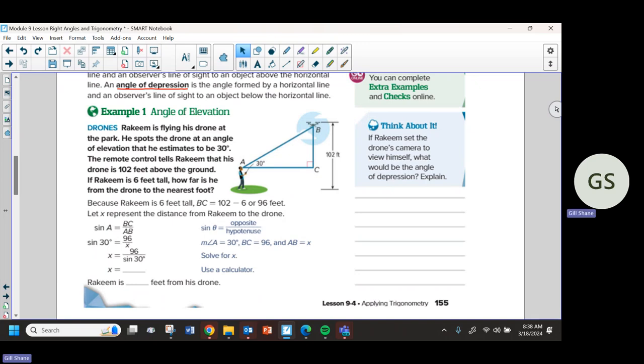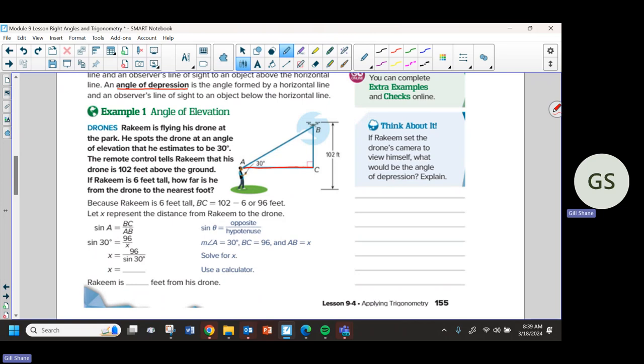So his line of sight is that line right there. Now, they don't have a line for him because they're not using him, so there's no right angle there. But in the next one we do, there will be. Actually, read the problem real quick. Example one.